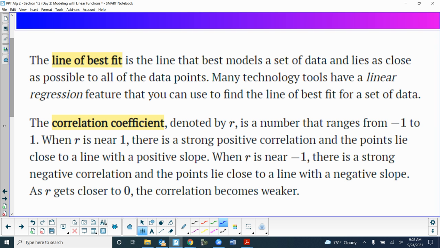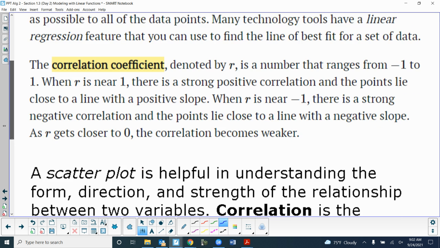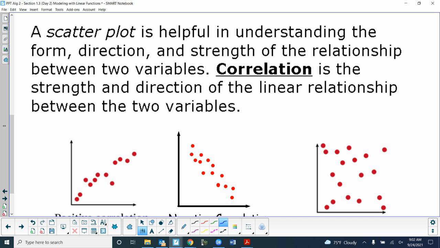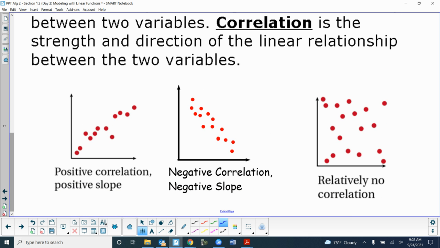So the two variables you're looking at, if they're not close together as far as a correlation, you'll get closer and closer to the number 0, or you can't really tell what it is, okay? So a scatter plot is helpful. That's what we talked about yesterday, in understanding form, direction, and strength of the relationship between the two variables. So the correlation is the strength and direction of the linear relationship between the two variables. So if you look at this one on the left, it's a pretty strong positive correlation, okay? Because they got a positive slope. The line that you would put in there goes this way, okay?